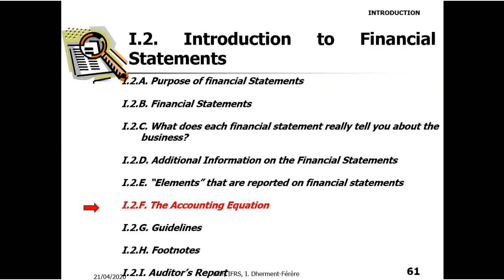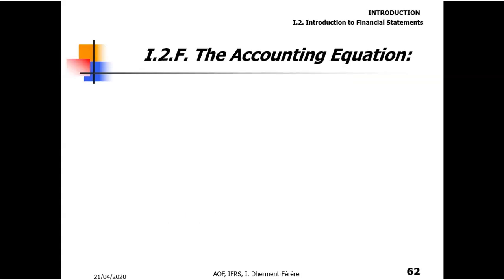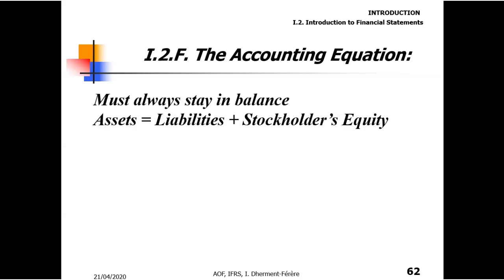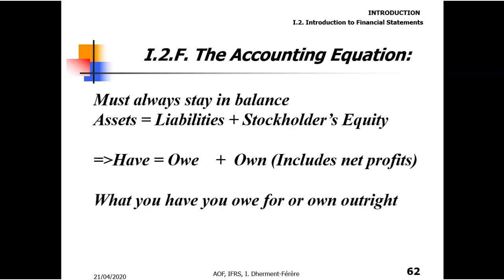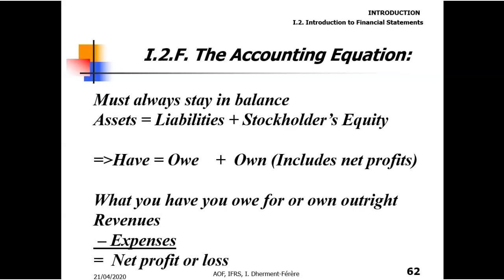The next point is about the accounting equation. The accounting equation must always stay in balance. Assets equals liabilities plus stockholders' equity, that is, have equals owe plus own, includes net profits. What you have, you owe for or own outright. Revenues less expenses equals net profit or loss.